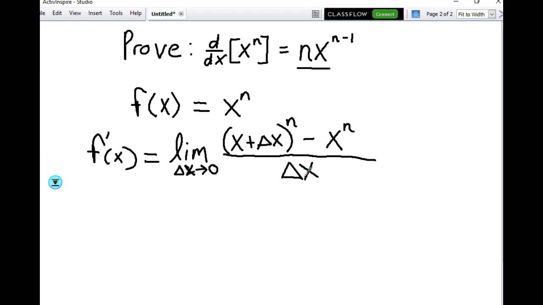So there's our limit definition of a derivative of a power function, right? And so now I want to prove that it equals n times x to the n minus 1. How in the heck are we going to do that? Well, we're going to use the fact that we just explored on the last slide. And here's what we explored.